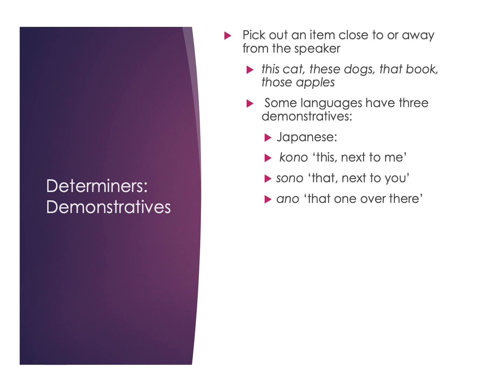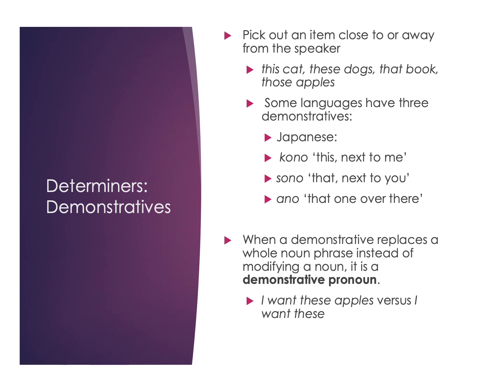So you have a different relationship based on what's next to you, what's next to the person you're talking to, or if something is further away from both of you. And these can also be used as pronouns if they replace an entire noun phrase. So I want these apples versus I want these. Japanese will change the forms to do the same kind of thing. In English, our demonstratives, we use the same form as pronouns or as determiners.